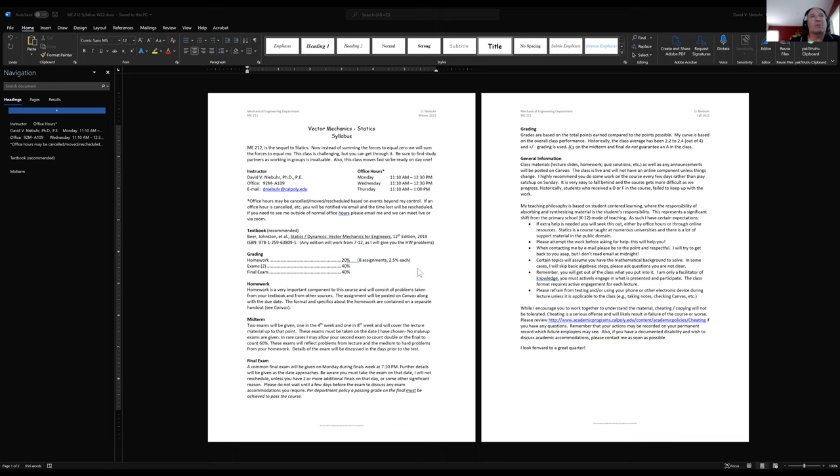Homework, I've raised the point value from last quarter. It's now worth 20% of your grade. So each assignment is essentially 2.5% of your grade. And then our finals, 40%. So homework, do your homework.